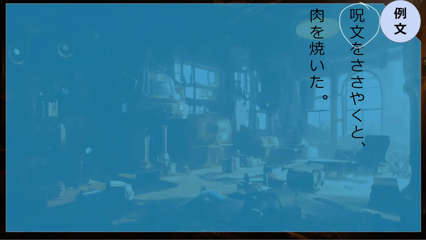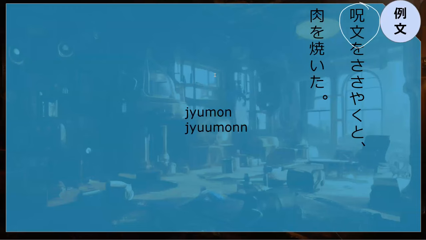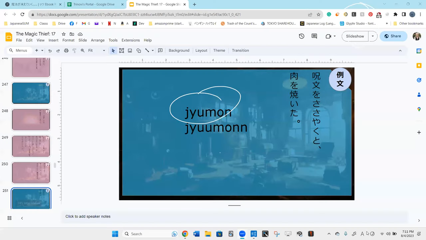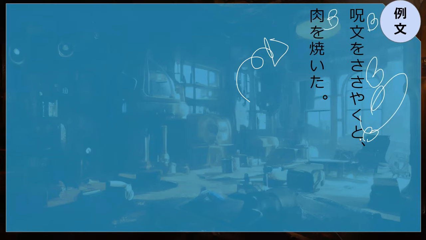Long u or short u? I feel like short. You're right, it's short. Perfect. While we're doing that, I'm going to quickly give myself the ability to write hiragana. Okay, so what does this sentence say? It says that when the spell is whispered, the meat is cooked. Perfect.